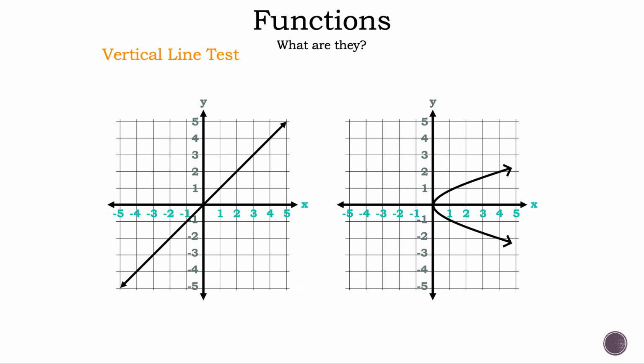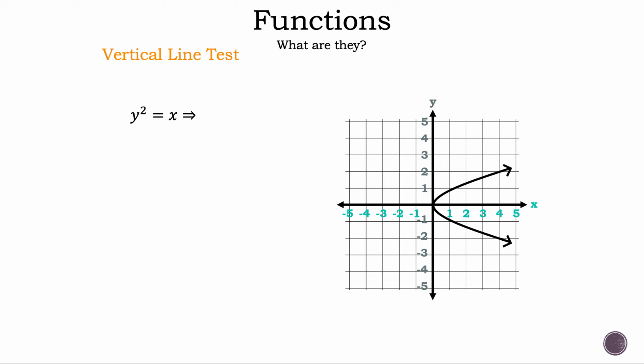Now, you try. Which one of these graphs passes the vertical line test? That's correct, the graph on the left. The one on the right is not a function because the line passes through the graph twice. And the equation for that graph is y squared is equal to x. And if we solve for y, we get y is equal to plus or minus the square root of x.